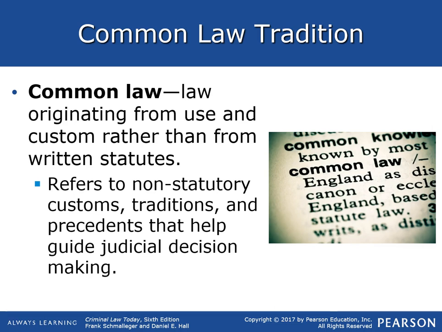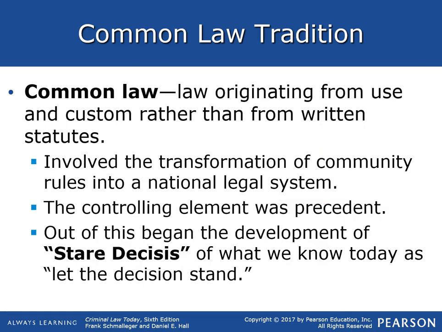Now, more by definition, common law is law that originated from use and custom rather than from written statutes. In California, in order to be a law, there needs to be something written. It's statutory. But this is common law. So again, this was more customs. This refers to non-statutory customs, traditions, and precedents that help guide judicial decision-making. And it involved the transformation of community rules into a national legal system. And as previously said, the controlling element was precedent.